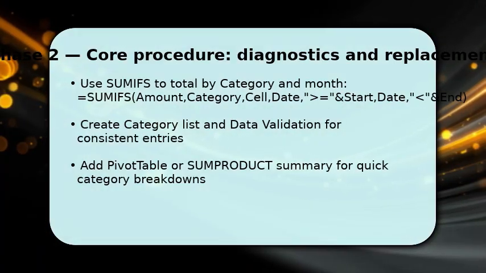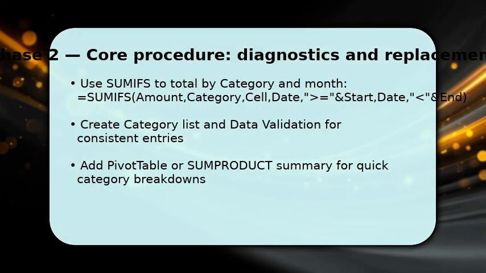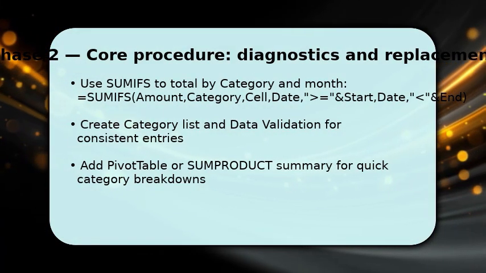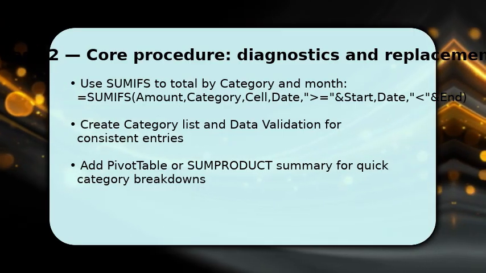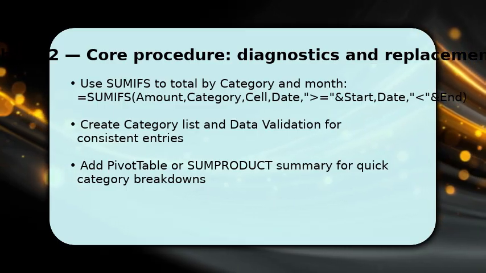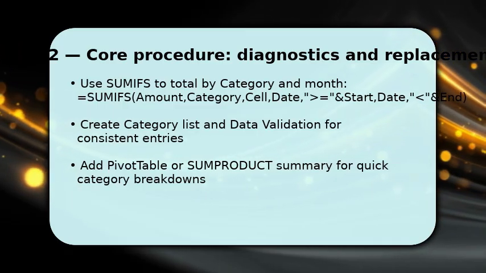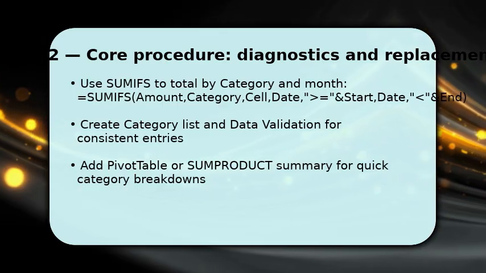Now set up the calculations that power decisions. Use SUMIFs to total expenses per category and per month. This gives precise, data-aware sums. Create a drop-down category list and apply data validation so entries are consistent. This prevents mismatches in formulas.